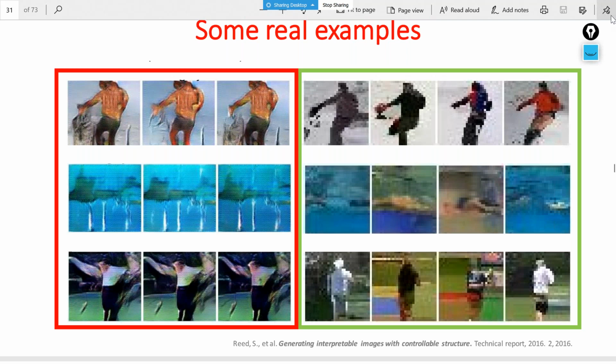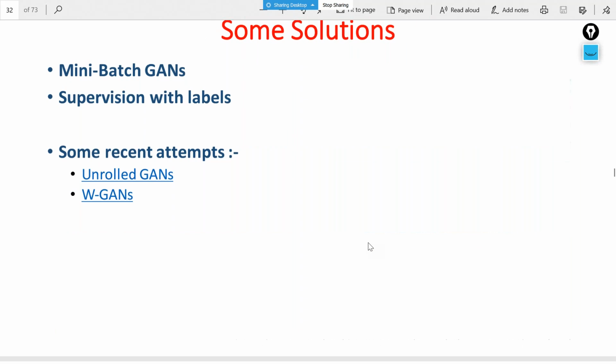Some solutions are mini batch GAN size setting and supervision with labels. And recent attempts are the unrolled GANs and WGANs. By using WGANs, you can reduce the mode collapse more, because it uses an earth mover's distance, and the distance can identify more difference between intra-class also.